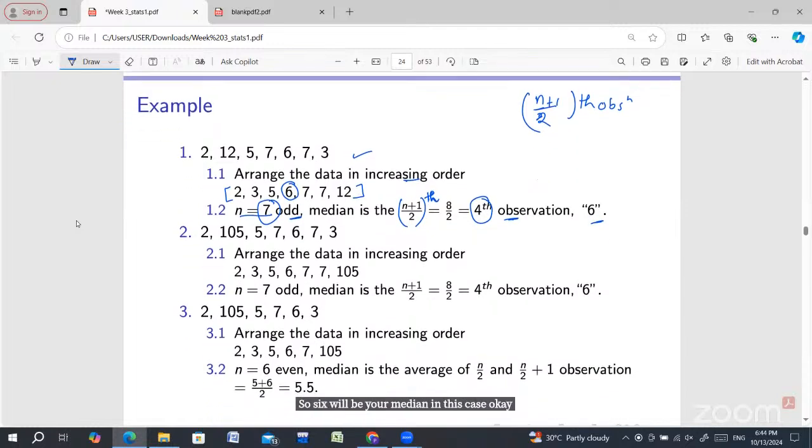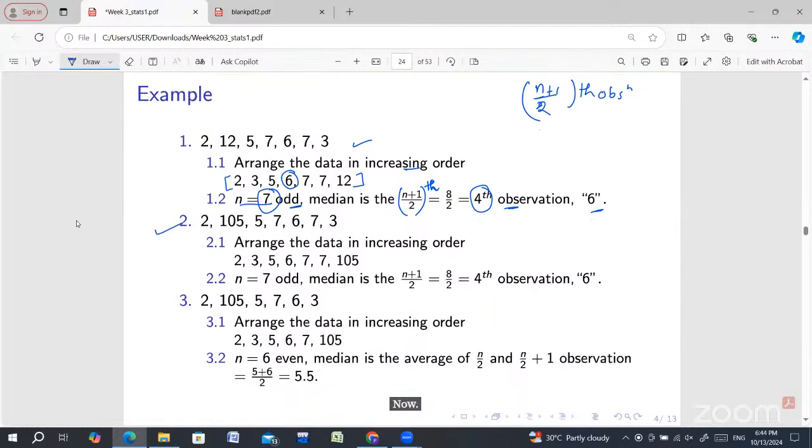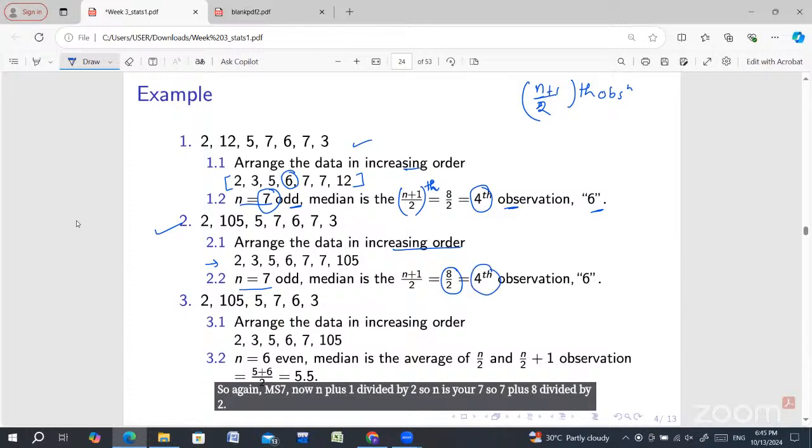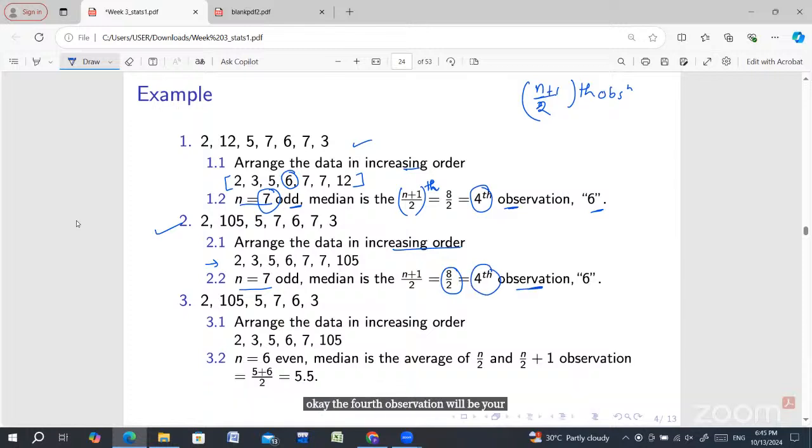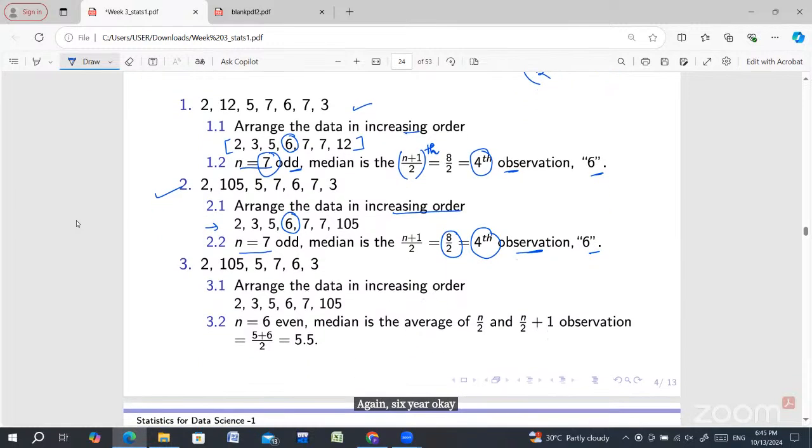Now this is your second data set. We have arranged the data set in increasing order first. Again n is 7. Now n plus 1 divided by 2, so n is 7, so 7 plus 1 divided by 2. So the 4th observation will be your median. The 4th observation is again 6 here, so 6 will be the median.